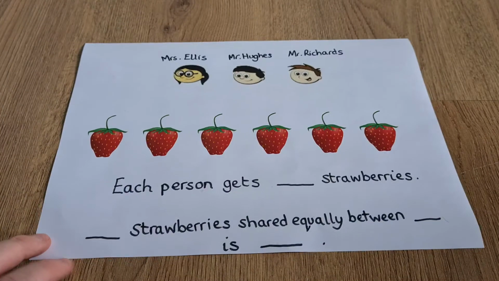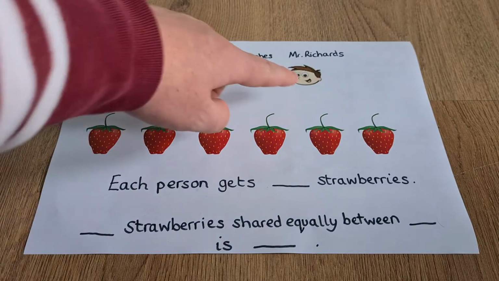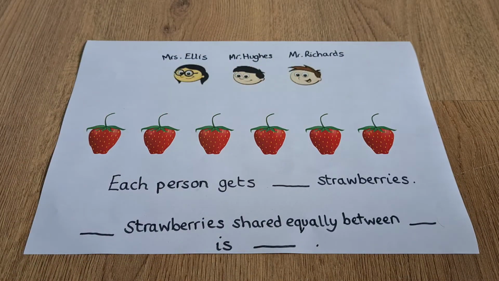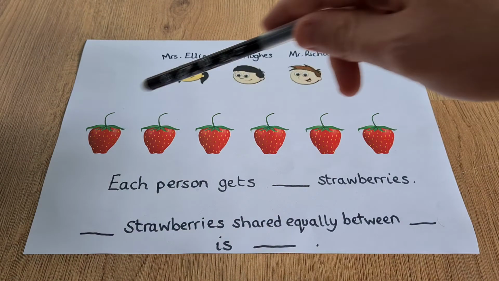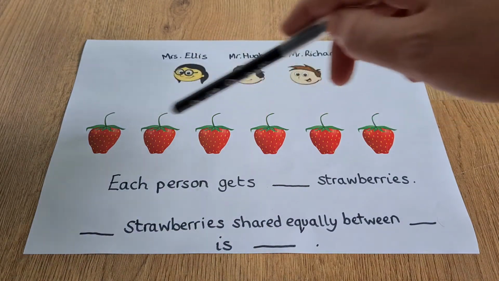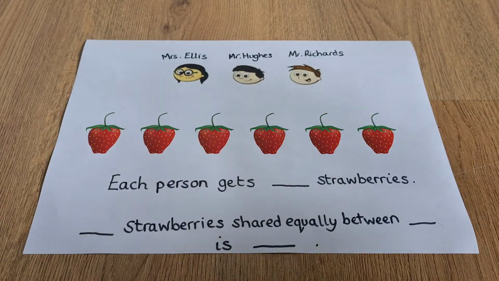So first of all, let's look at this. We've got myself, Mr. Hughes and Mrs. Ellis, and we've got some strawberries. And I want to share them equally between myself, Mr. Hughes and Mrs. Ellis. So what I can do is, I've got my strawberries here. So I've got 1, 2, 3, 4, 5, 6.